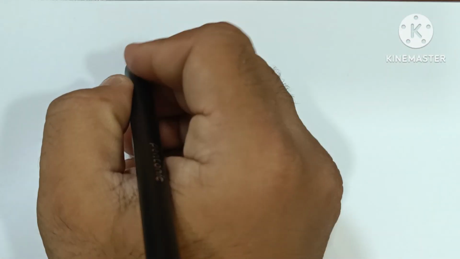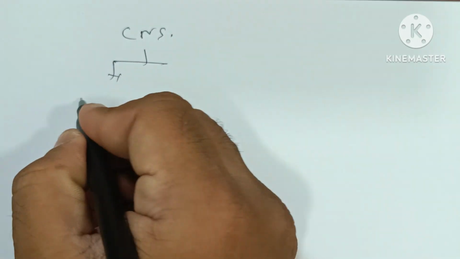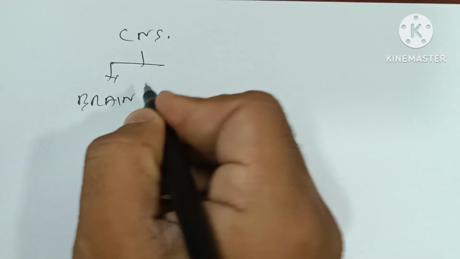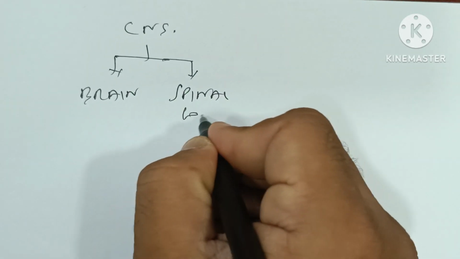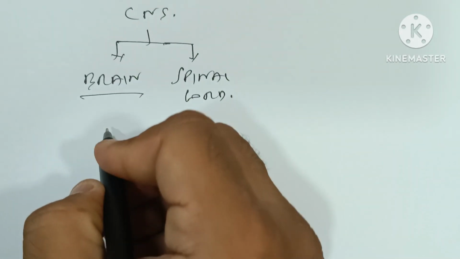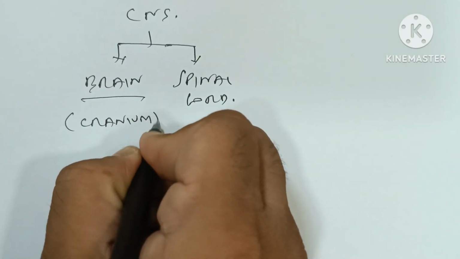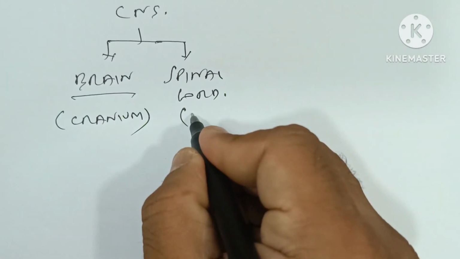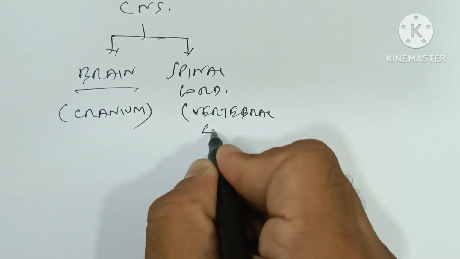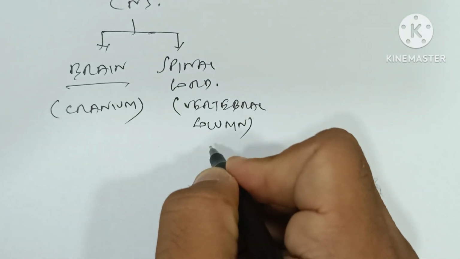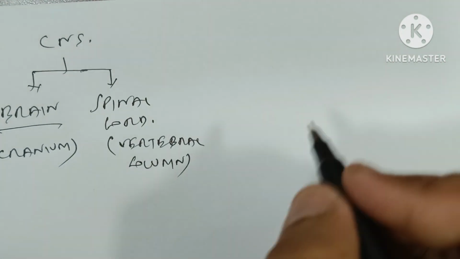We know that the central nervous system comprises both the brain and the spinal cord. The brain is protected within the cranium and the spinal cord is protected within the vertebral column. In the lower classes we have learned the different parts of the brain.